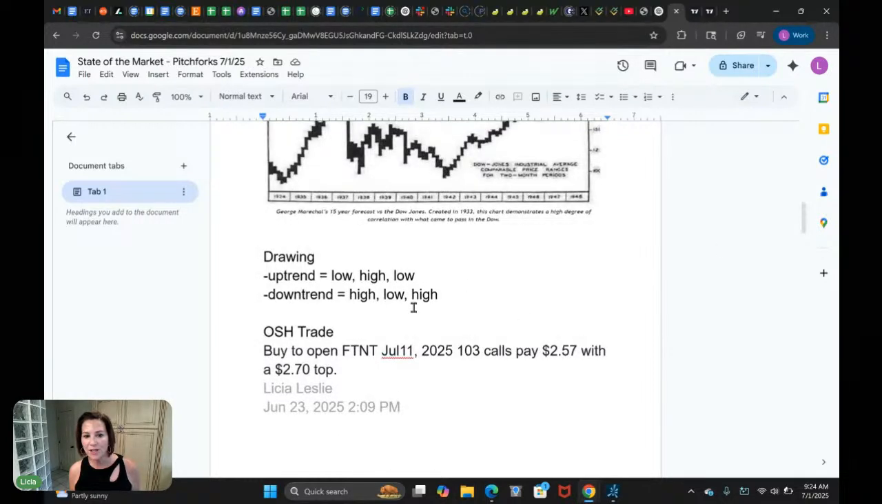Again, drawing a pitchfork, you'll learn in the master class. You have to play with it. You pick the pivot points, high, low, low, depending if you want ascending or descending, and you line it up. Is my pitchfork being honored? You take a look at it, and create new ones once it trades away from it.